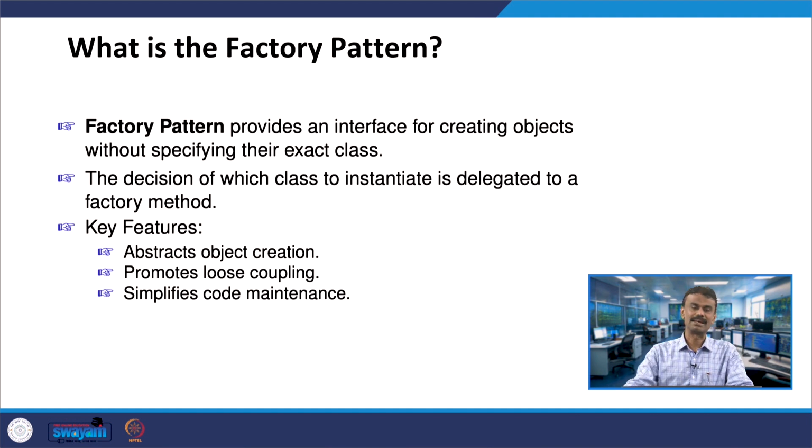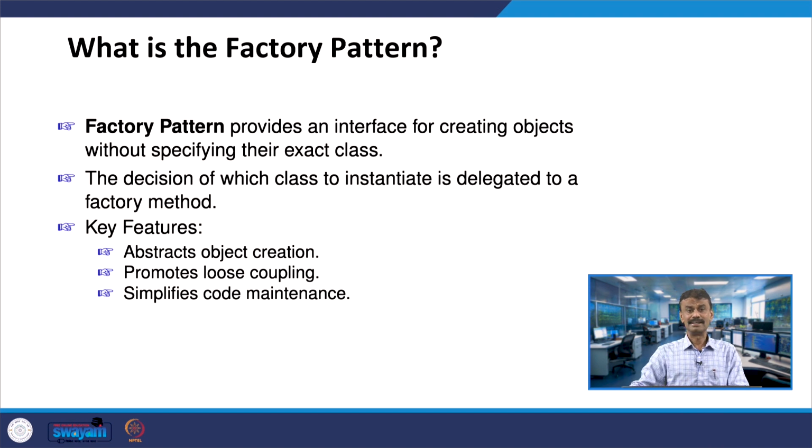Now the next topic is: what is meant by the factory pattern? When we are talking about objects, how do you define the factory pattern? The factory pattern provides an interface, and this interface is useful for creating objects without specifying their exact class. That is called the factory pattern. The decision of which class to instantiate is delegated to a factory method. This is an added advantage over what we have seen so far. In fact, this is another important feature, better than the singleton pattern.